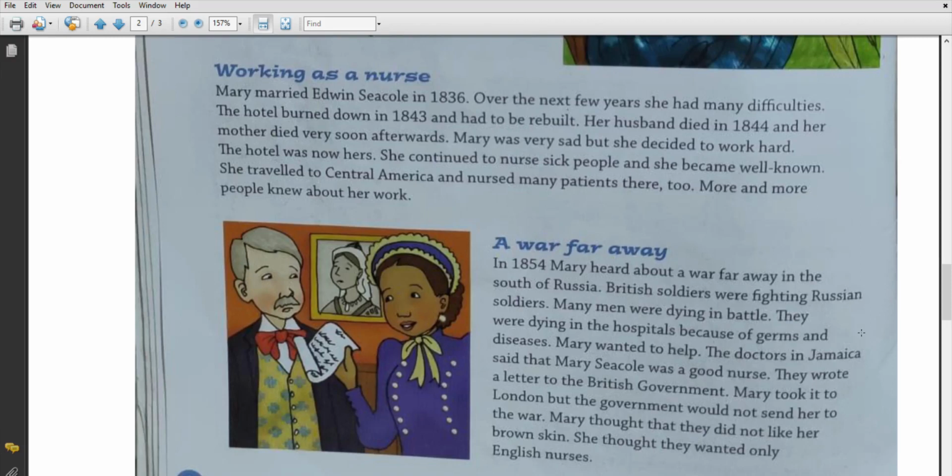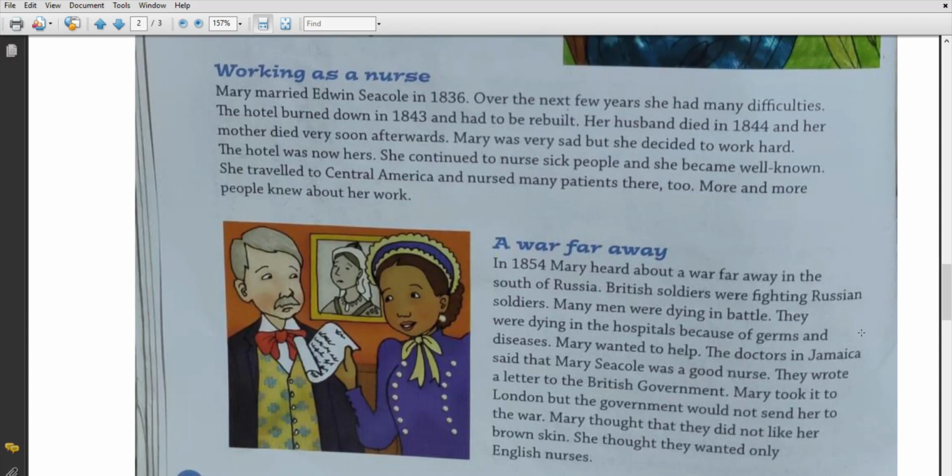The doctors in Jamaica said that Mary Seacole was a good nurse. They wrote a letter to the British government because she was a good nurse. Mary took it to London, but the government would not send her to the war. She wanted to go to the war to help the injured people there. But the government did not want to send her. Mary thought that they did not like her brown skin. She thought they wanted only English nurses.